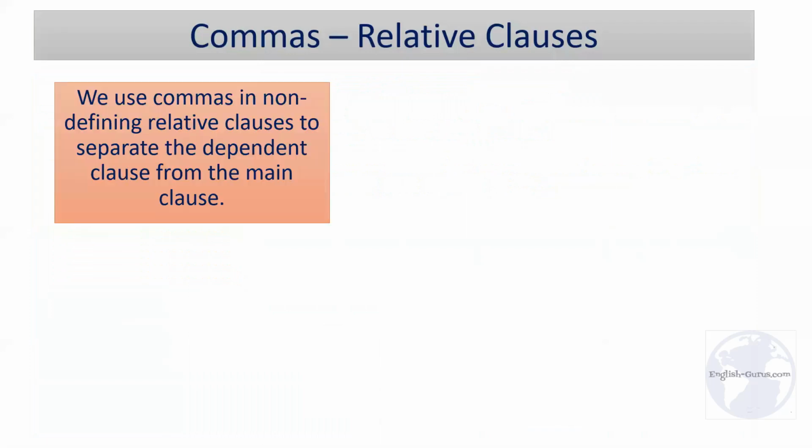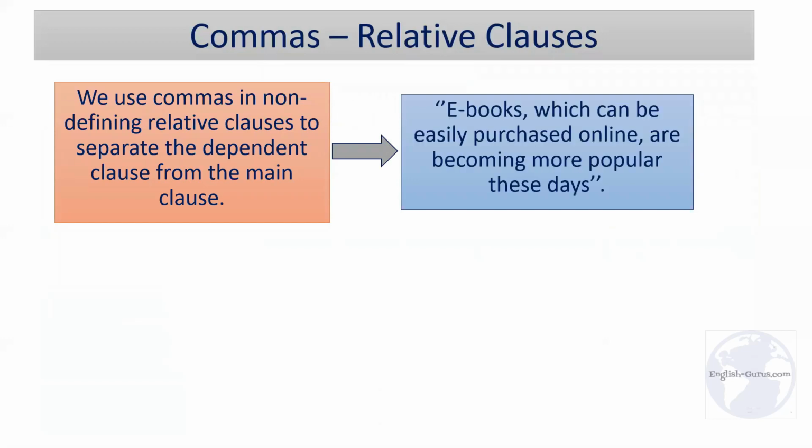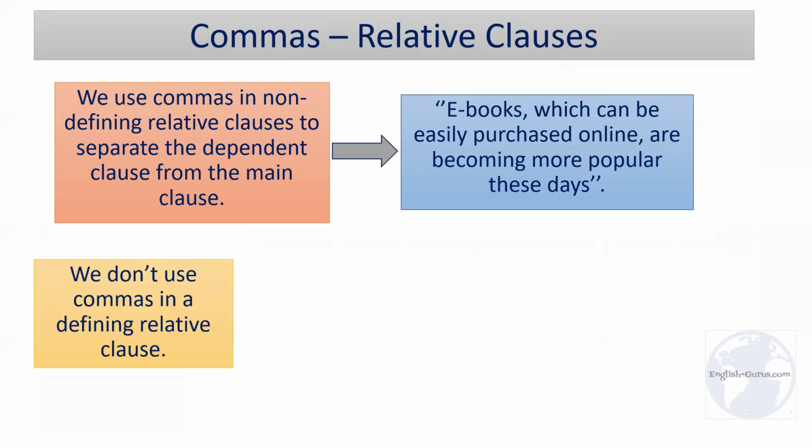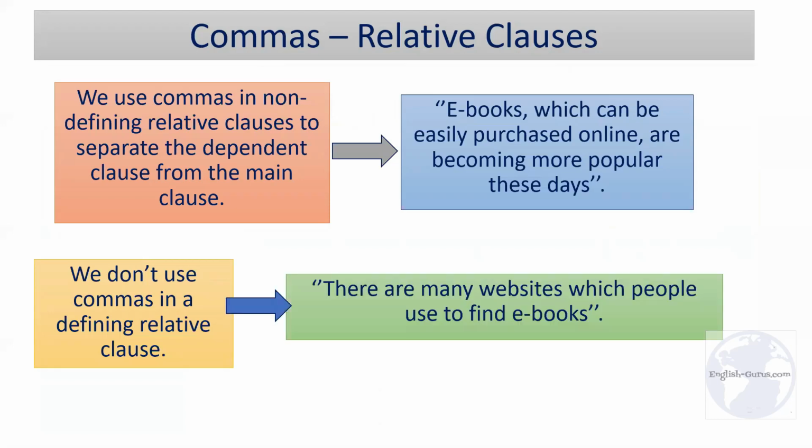In a relative clause, we use commas in non-defining relative clauses to separate the dependent clause from the main clause. So for example, ebooks, comma, which can be easily purchased online, comma, are becoming more popular these days. We do not use commas in a defining relative clause. There are many websites which people use to find ebooks.